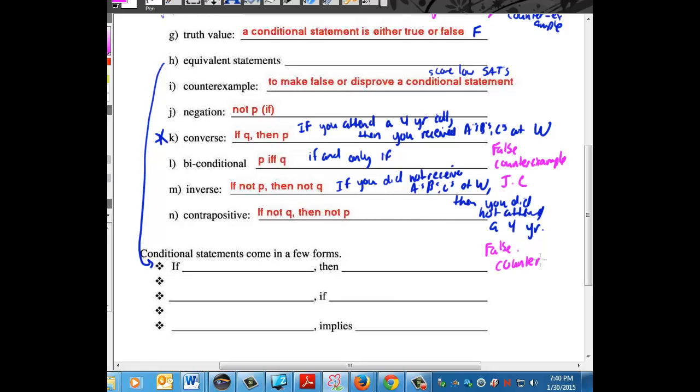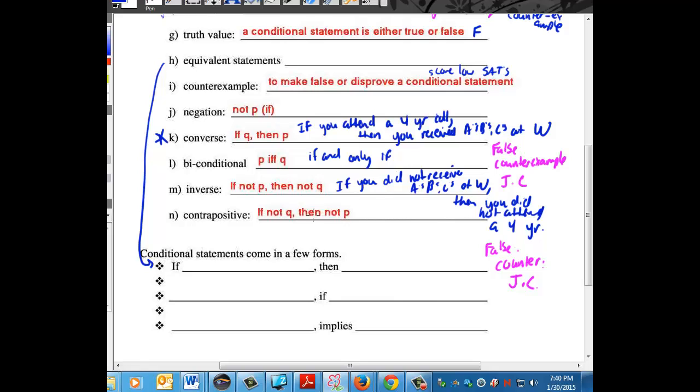So our counter example: if you did not receive A's, B's, and C's at Westview, then you did not attend a four-year college. Well, we just got done saying that you could attend a junior college and then transfer to a four-year college. So again, I'm going to use JC as my counter example.